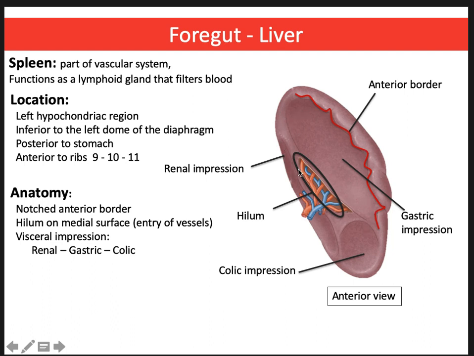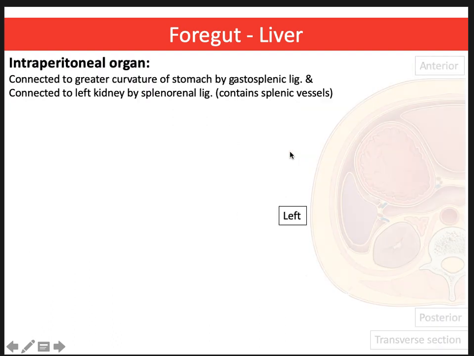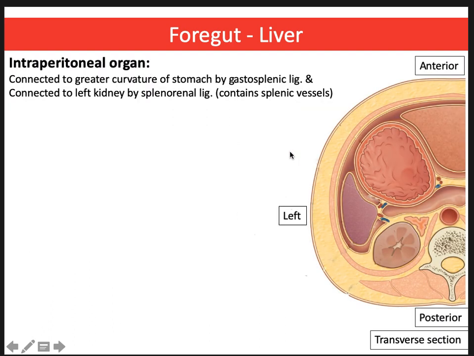And the last one will be your kidney, which will leave a little imprint on the posterior side of your spleen. Those are easily visible on the spleen. You will notice that during the lab.